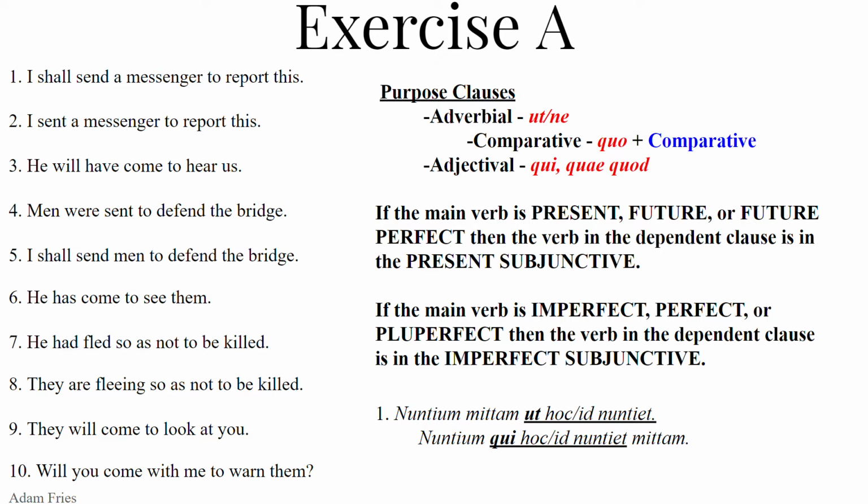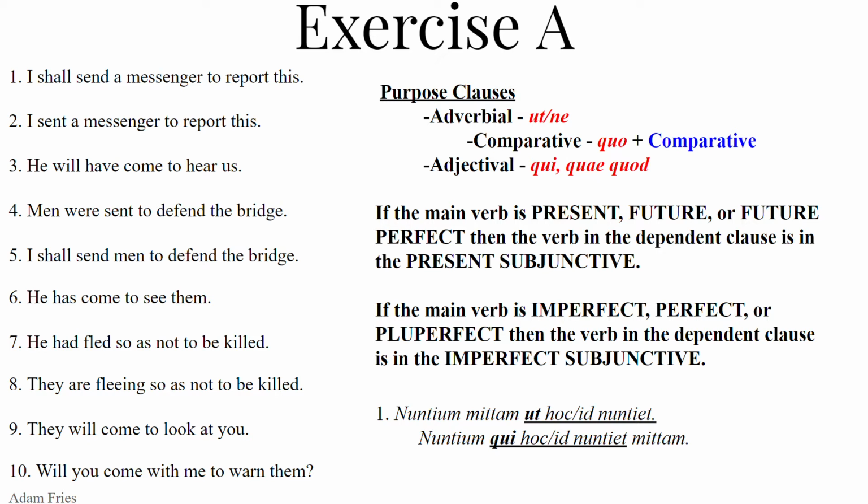Now we can go ahead and try to do an adjectival version of this. We have the men, nominative, viri, qui, who were to defend the bridge, were sent. Men who were to defend the bridge were sent. Men were sent who were to defend the bridge. So viri, qui pontem defenderent, missi sunt.